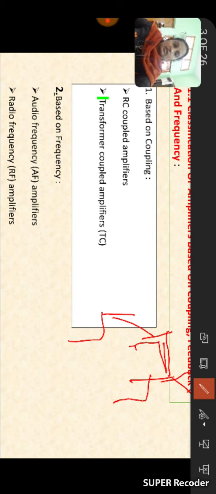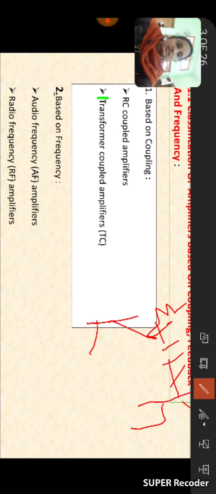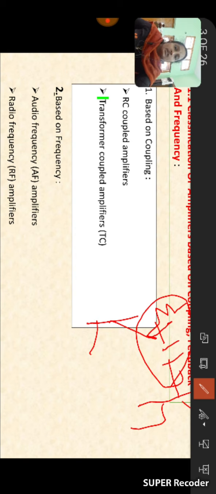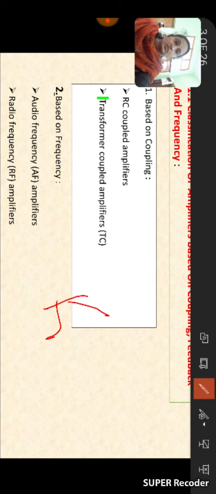If we use resistors and capacitors to connect the output of the first stage to the next stage, the coupling is called RC coupling. The amplifier used with this kind of coupling, connecting the output of one stage to the input of the next stage through a resistor and capacitor, is called an RC coupled amplifier. Next, the transformer coupled amplifier. In a transformer coupled amplifier, the output of one stage is connected to the input of the next stage through transformers.